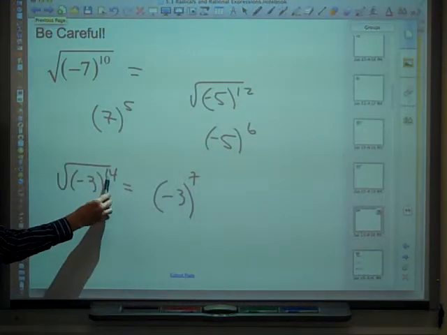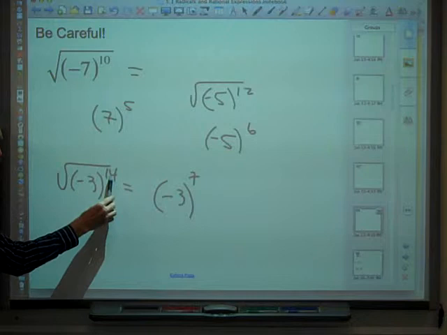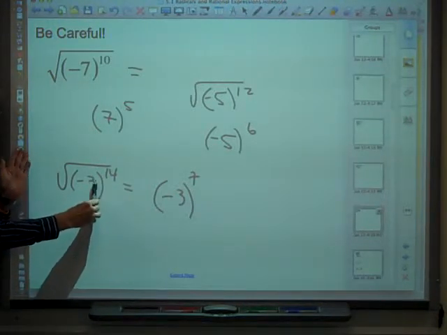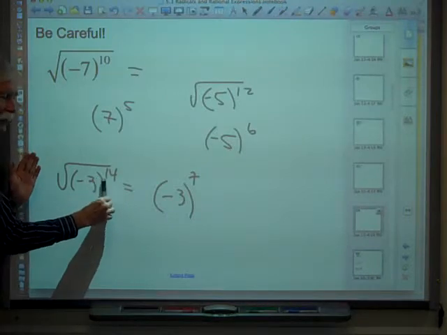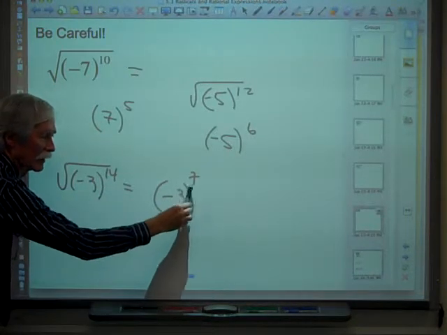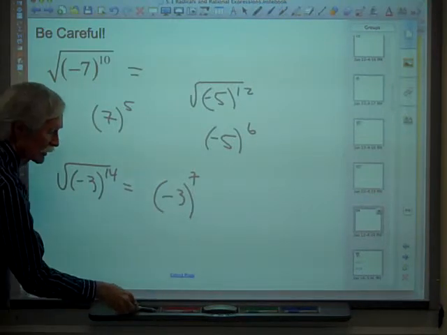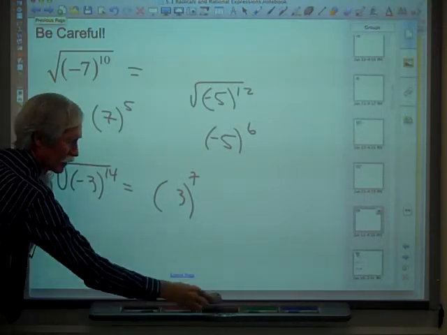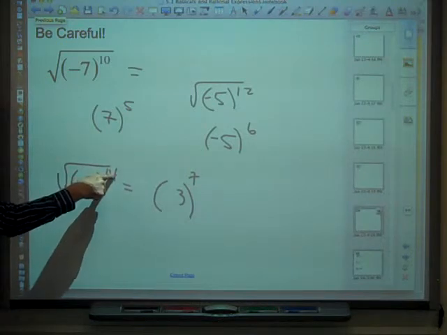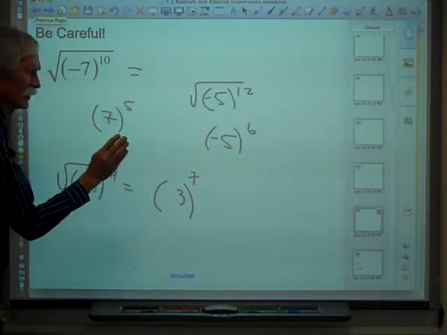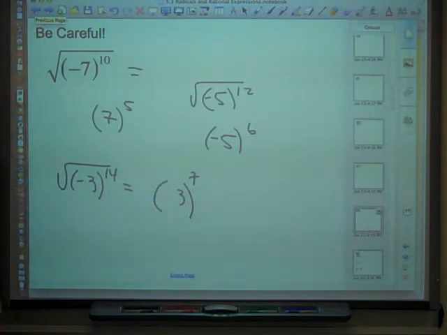Okay, so what's happening? This is going to be a negative number to an even power. It's going to be positive. We want to keep it a positive answer. And what would 7 negative 3's make? A negative answer. So in this case, you can't have a negative there, because an even number of negatives is positive. The square root of a positive is positive, and it's going to look like that.